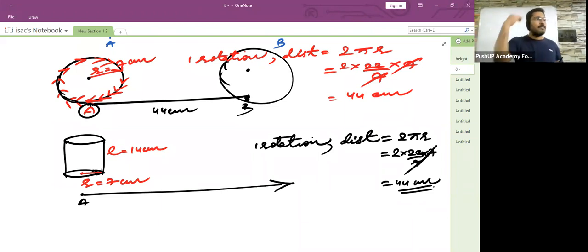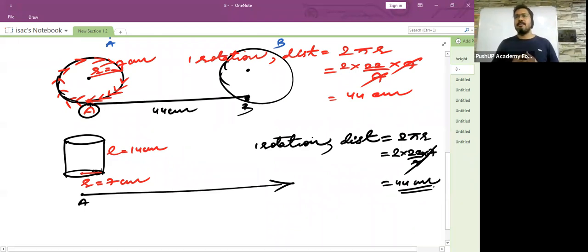So no matter even if it is a wheel or a cylinder, if I ask you how much is the distance covered by it in one rotation, you will just find 2 pi r. Is that clear? Concept is clear? Online students, everyone, did you understand? Repeat what I said.